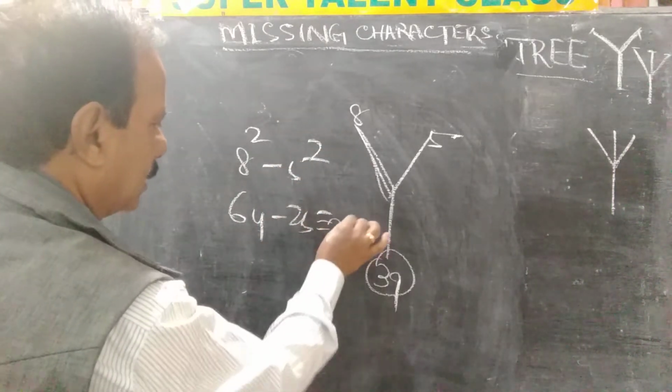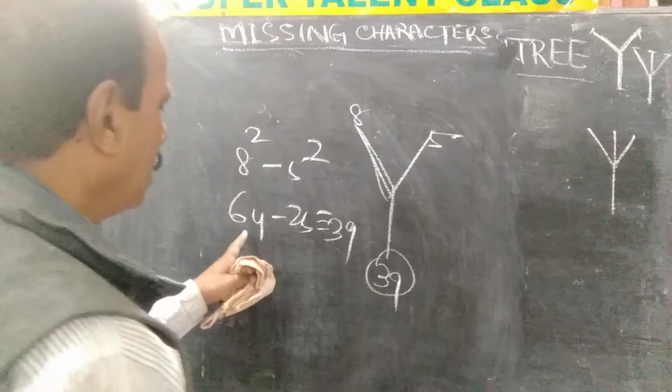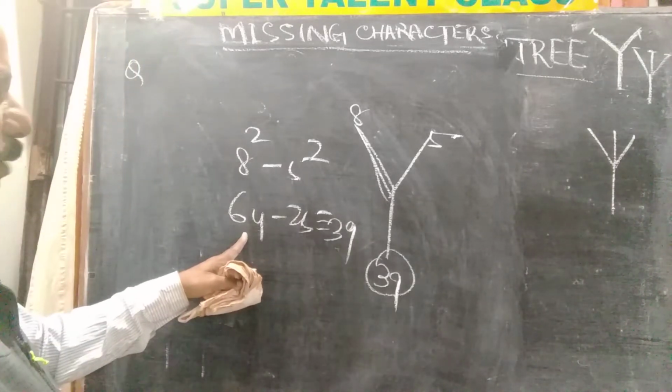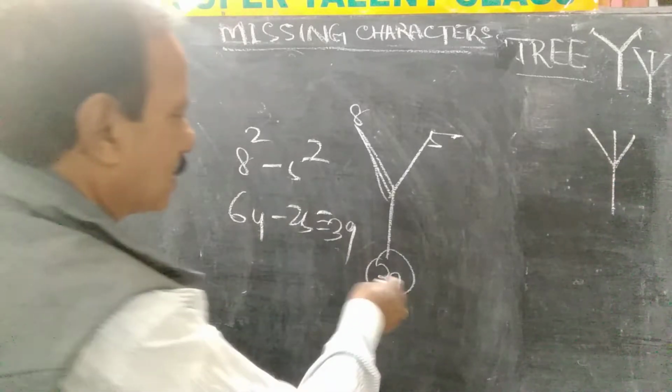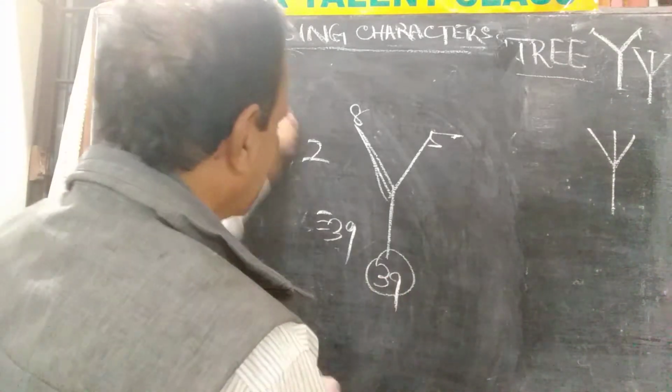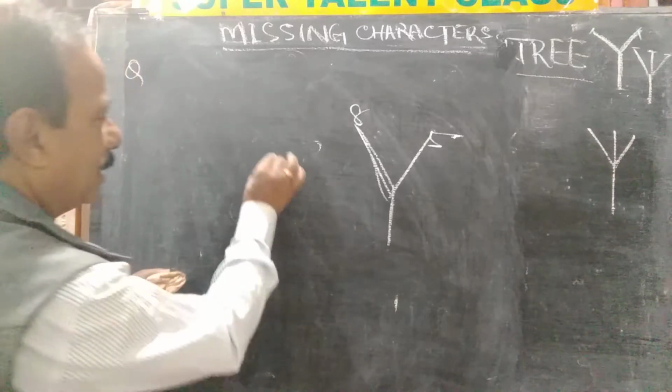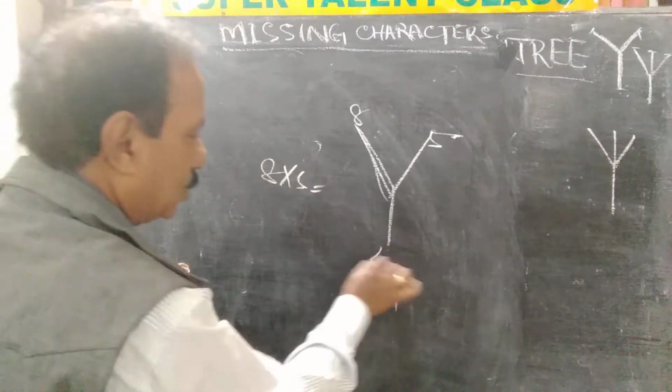Look, 39. Look, 8 square minus 5 square, that is 39. So here you can change the logic. Simply, the logic for the lower class: you start from 8 into 5, that is 40.